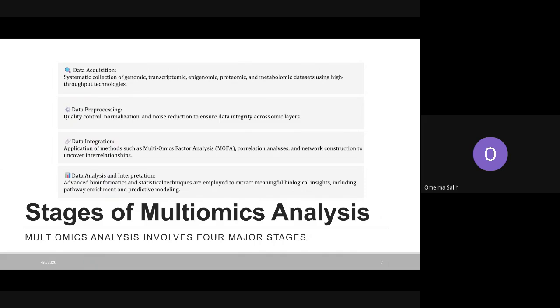And then the fourth stage is the data analysis and interpretation. And this is mostly done by informatics and, again, statistical techniques, algorithms, and so on. It gives you more insight on biological pathways. It gives more enrichment on what you should do. It gives you the significance of your study, and so on.